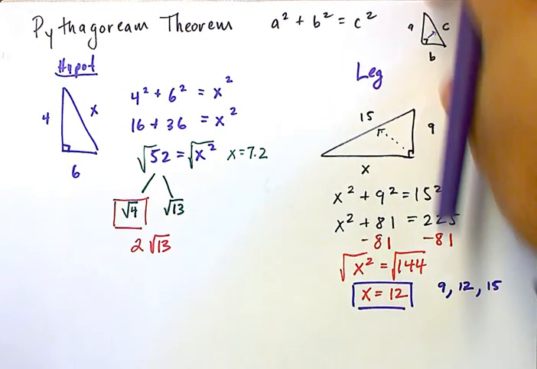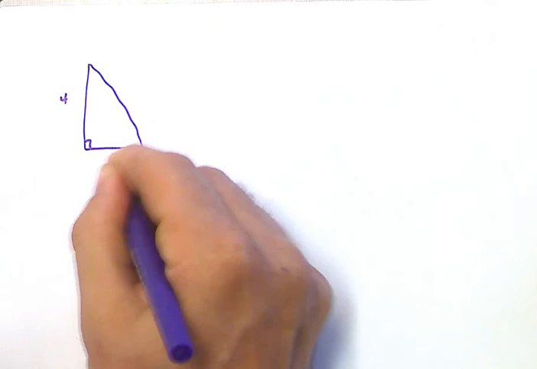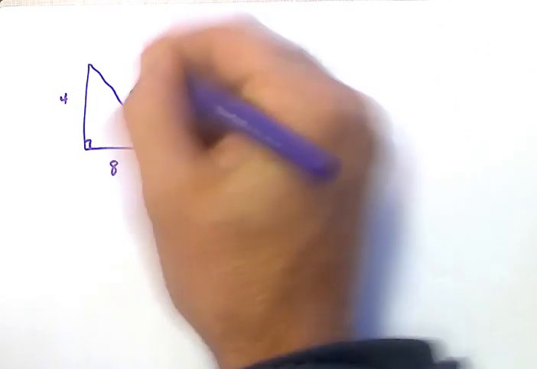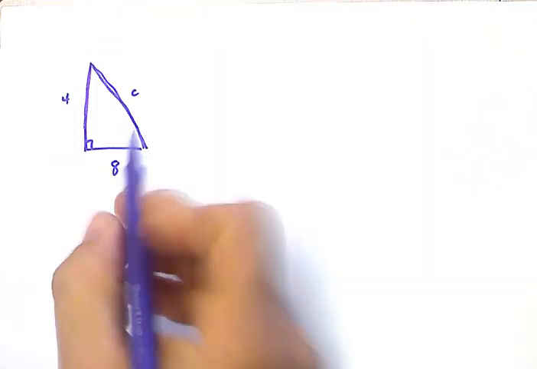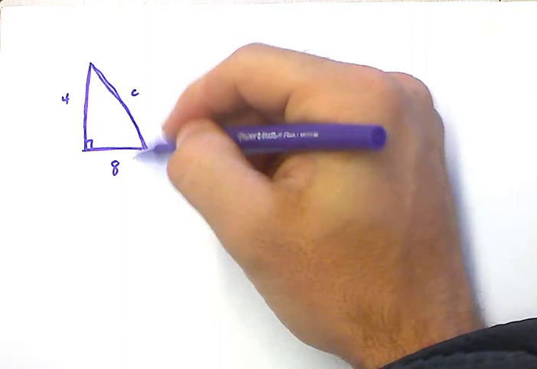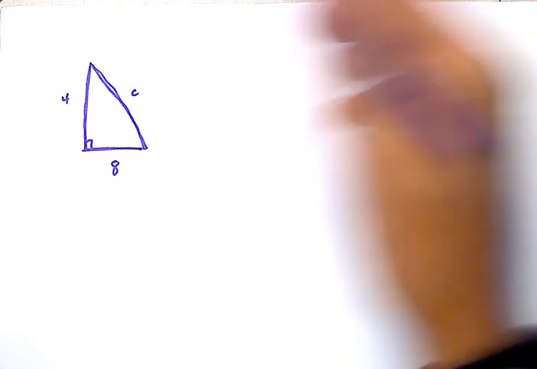I want to show you a couple calculator tricks while you're working if you have problems simplifying radicals. So let's look at a triangle with a 4 and an 8. And in this one, again, we're solving for hypotenuse. Let's call it C. That's a terrible line. Let's see if I can fix that up a little bit. Now, that's not really a triangle there. It's more like half of a grilled cheese sandwich.